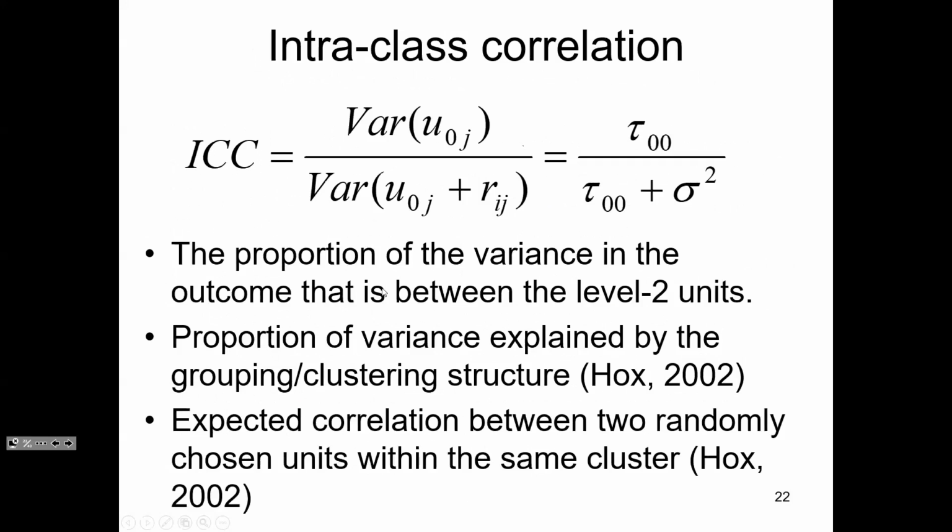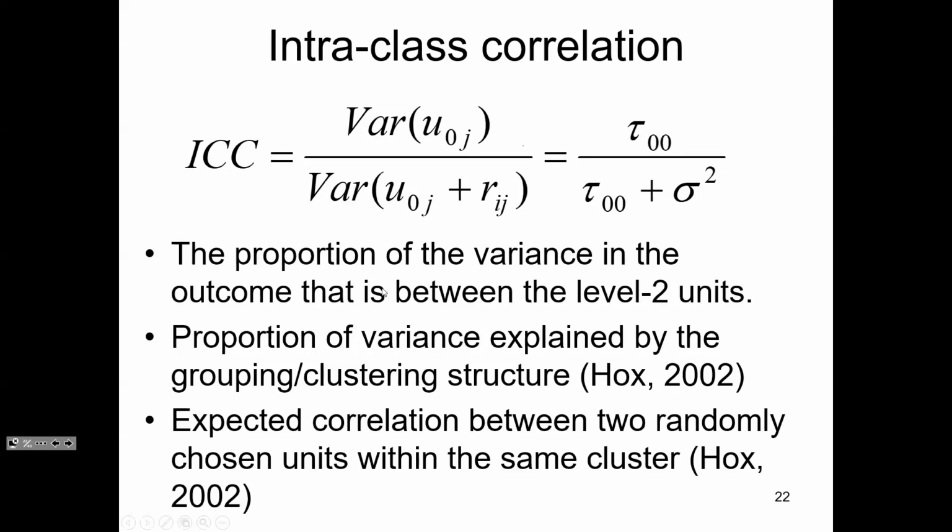So the intra-class correlation coefficient, or the ICC, and the Greek letter that we use to denote the ICC, by the way, is rho. I'll usually put ICC on things, but if you see rho, that's also indicative of the intra-class correlation coefficient often. The ICC is the proportion of variance in the outcome variable that lies between those level 2 units. So it's the proportion of variance that's explained by the clustering, the grouping structure. And interestingly, it's also the expected correlation between any two randomly chosen units within the same cluster.